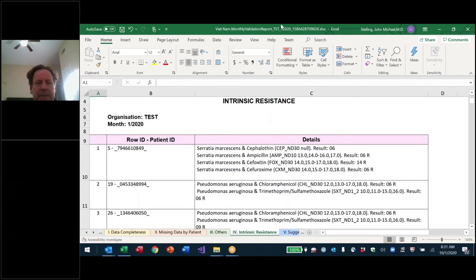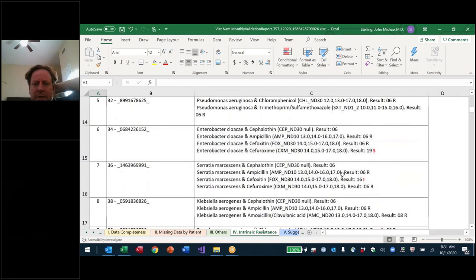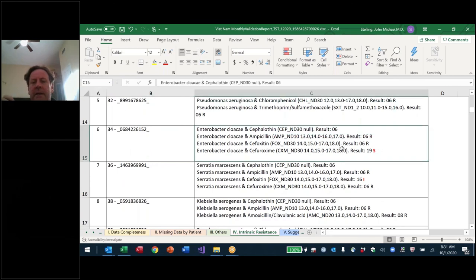This is about intrinsic resistance. So this is a Serratia marcescens resistant to ampicillin. That's normal. So they're showing you here routine resistance that's to be expected. Sometimes you'll see some of these in red. Like here you see this is in red. That's unexpected. Enterobacter is usually resistant to this organism, but this isolate is sensitive. So it's helping you to find unexpected results. WHONET gives you this. WHONET has these microbiology isolate alerts about unusual things.